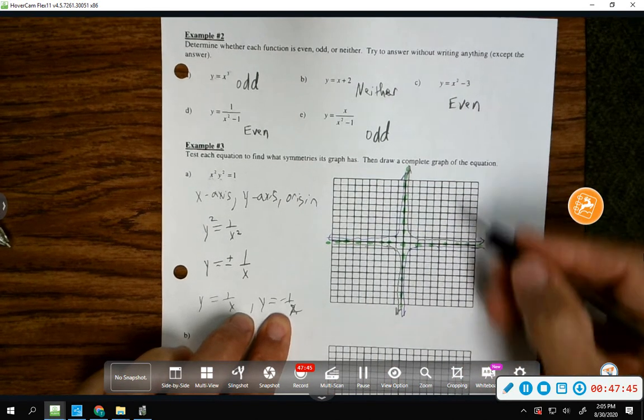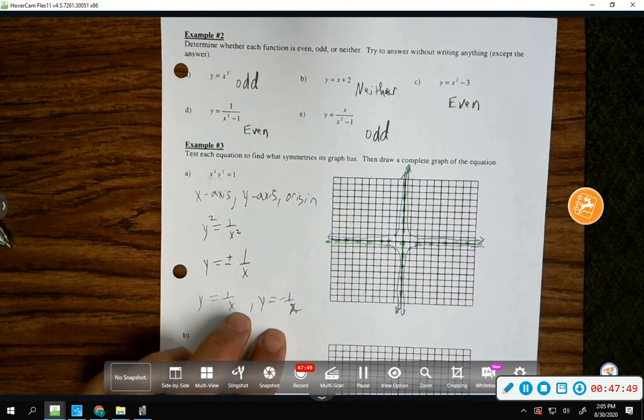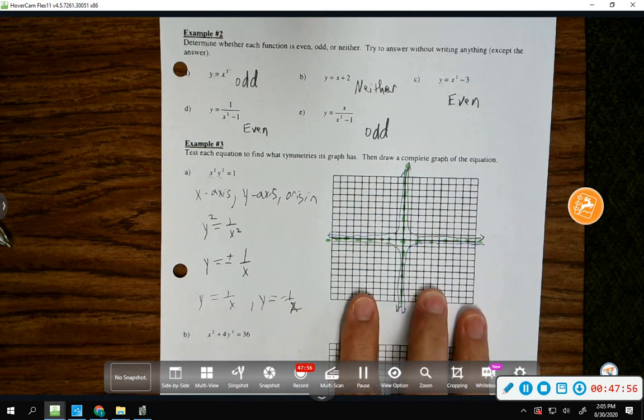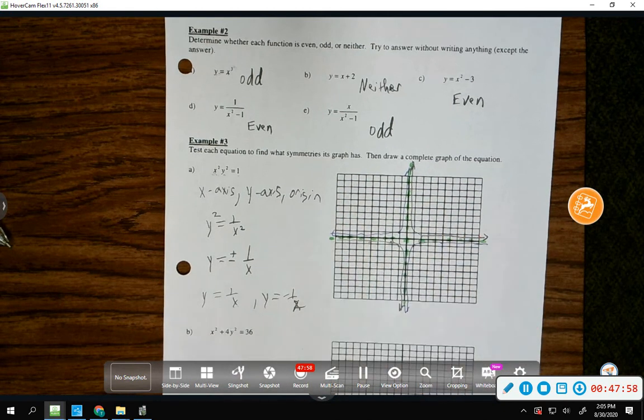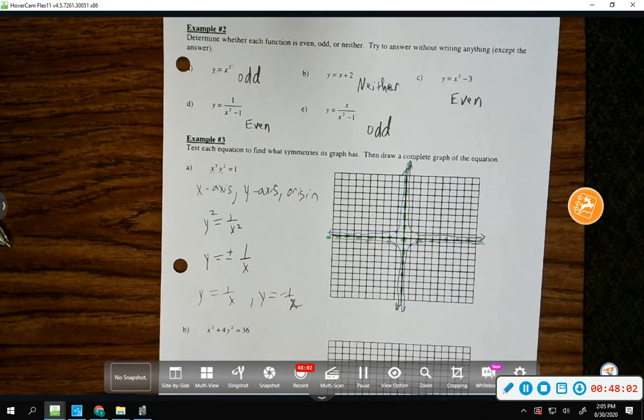It does not pass the vertical line test. It does not pass the horizontal line test, if we're looking for a one-to-one function. Okay, this is not a function. But there's what it looks like. It's a nice picture. It's a relation. We can graph it. It's just really made up of two separate functions. That's it. Okay?